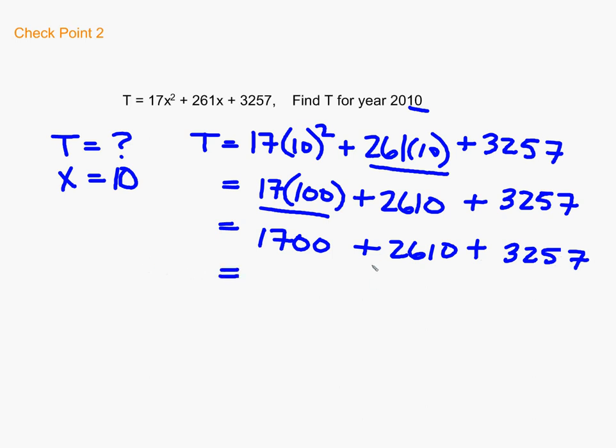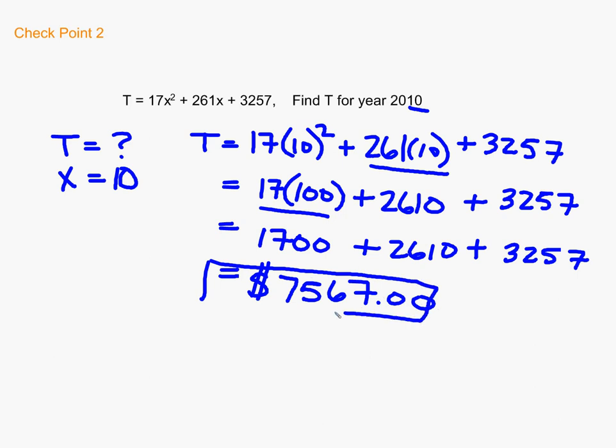And now my last order of operation is my adding. So 1,700 plus 2,610 plus 3,257 gives me a grand total of 7,567. And I always check back to see what it is that I solved. I solved for the tuition. So my units are going to be in dollars, and that's my final answer. So in the year 2010, the tuition will be $7,567. And that's it for example 2.